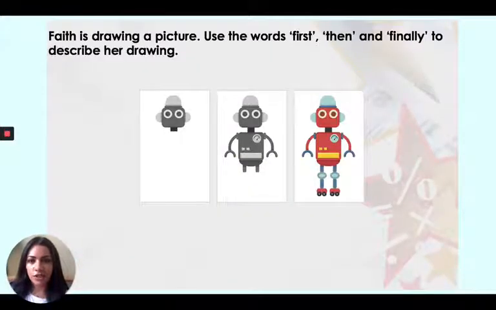Okay, the next question. Faith is drawing a picture. Use the words first, then, and finally to describe her drawing. So there are 3 parts to her drawing. You can either just write first, then, and finally underneath the correct pictures, or you can write it as a sentence. So you can pause the video and do that now.